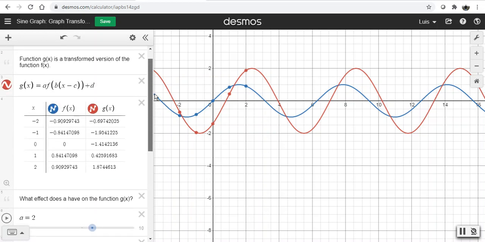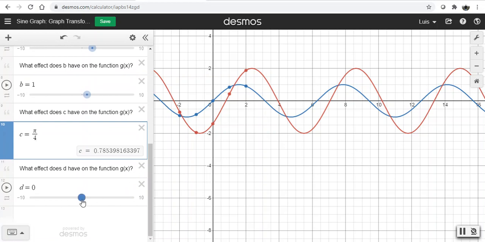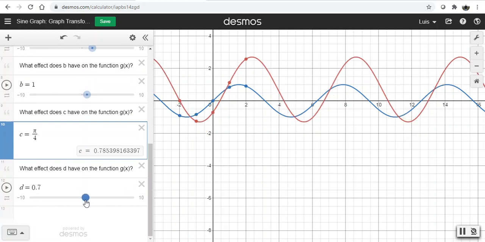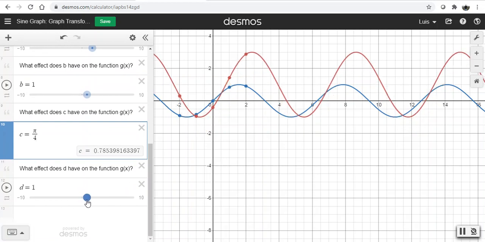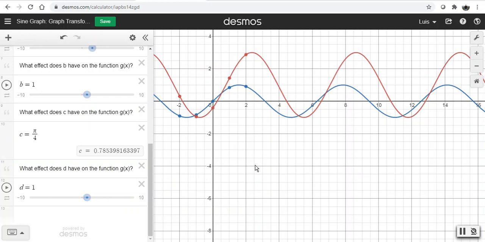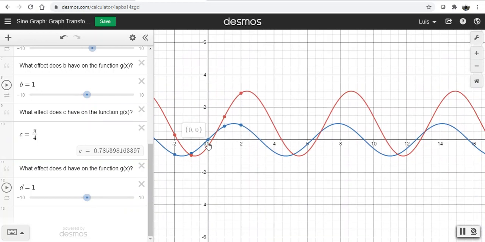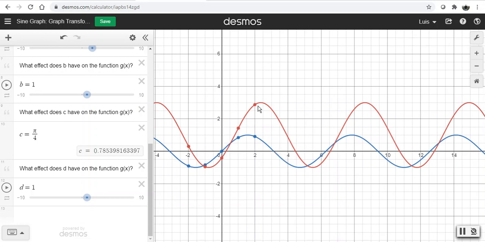Go back over here. That's going to be minus pi over 4. Now the d was actually equal to 1. Okay, and we see that the original graph is right here, and that the new graph is right there. So see how we have 3 pi over 4, let me see, 3 pi over 4, oh wait.